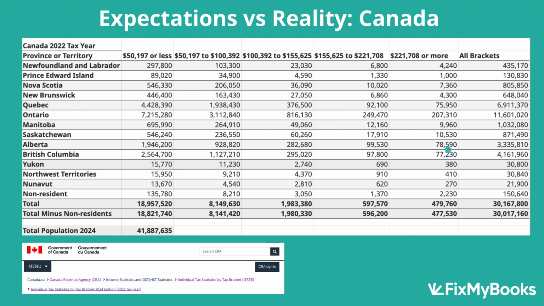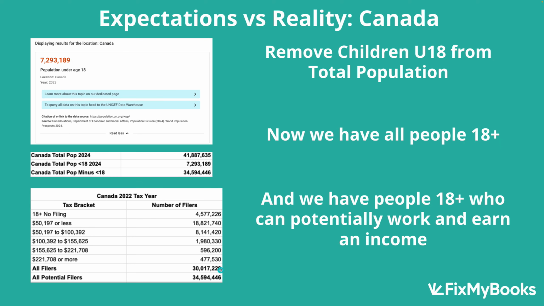So why did I do this? So that we can get all the 18-plus people that are not filing a tax return. We had all these people before, the 50,000 or less, and so on, up to 221,000 plus, and that was all the filers they had. So we go back here, 30 million, 17,000. And then we wanted all potential filers. So these are people that haven't filed a tax return for whatever reason, they're delinquent, but they're 18 and over, and they really do have the potential to earn income.